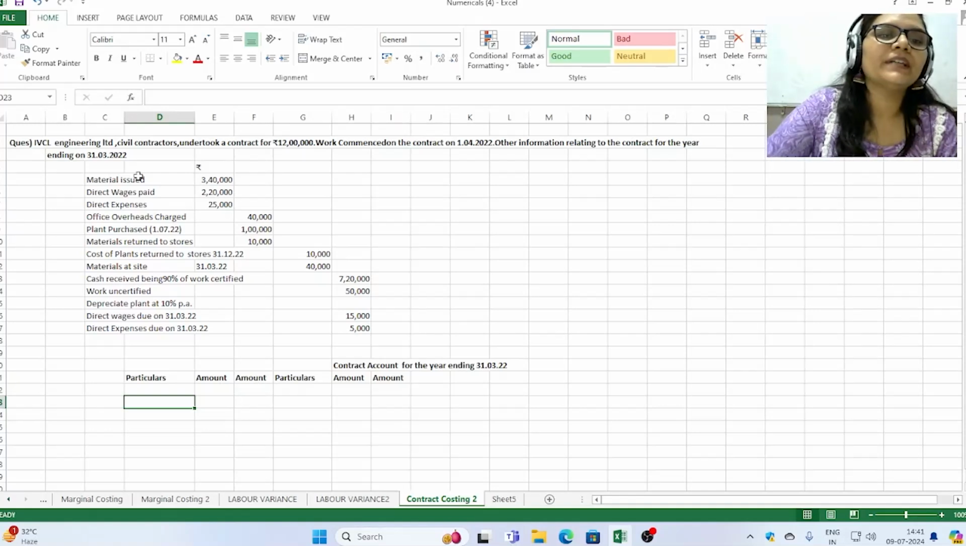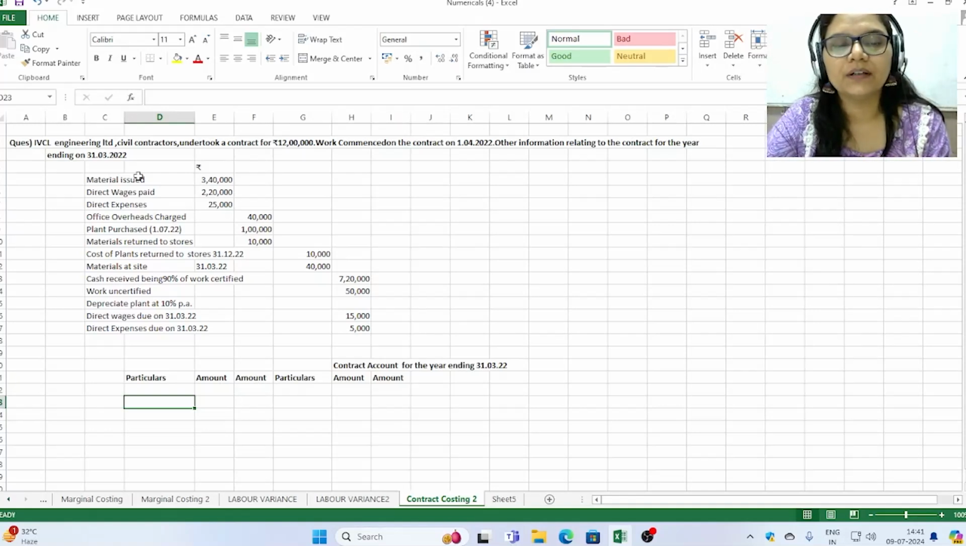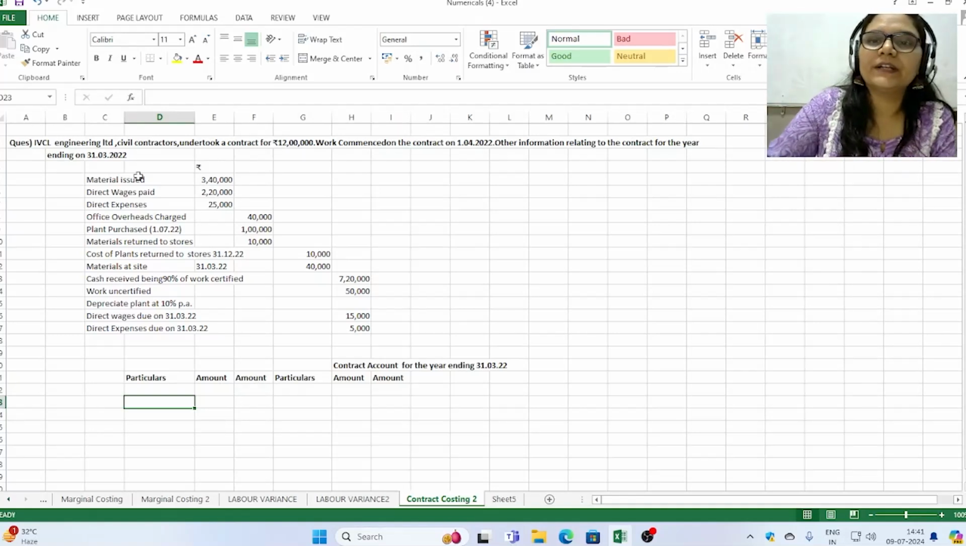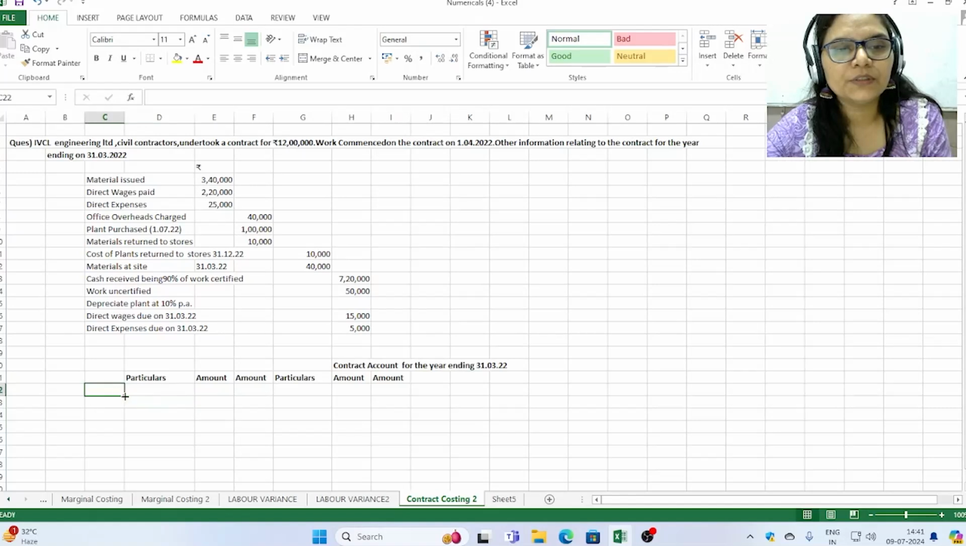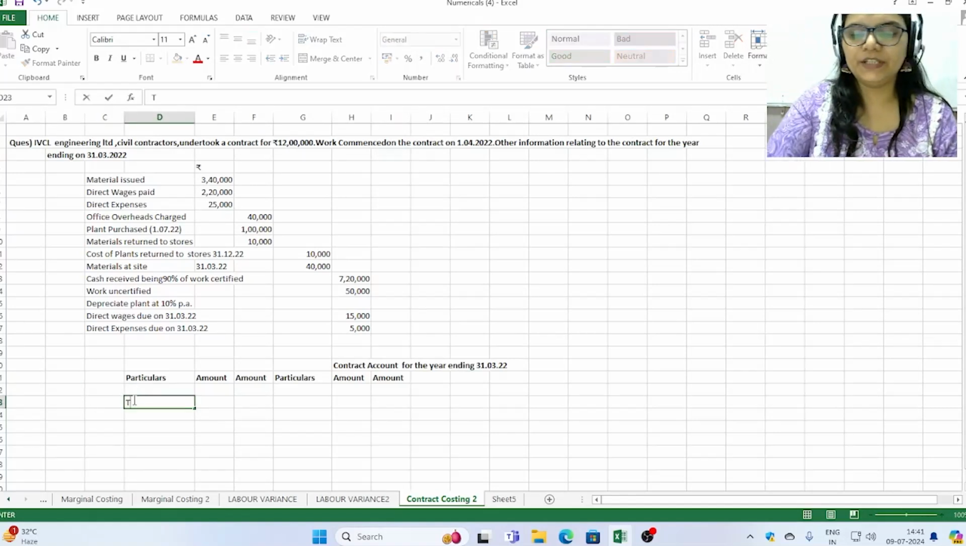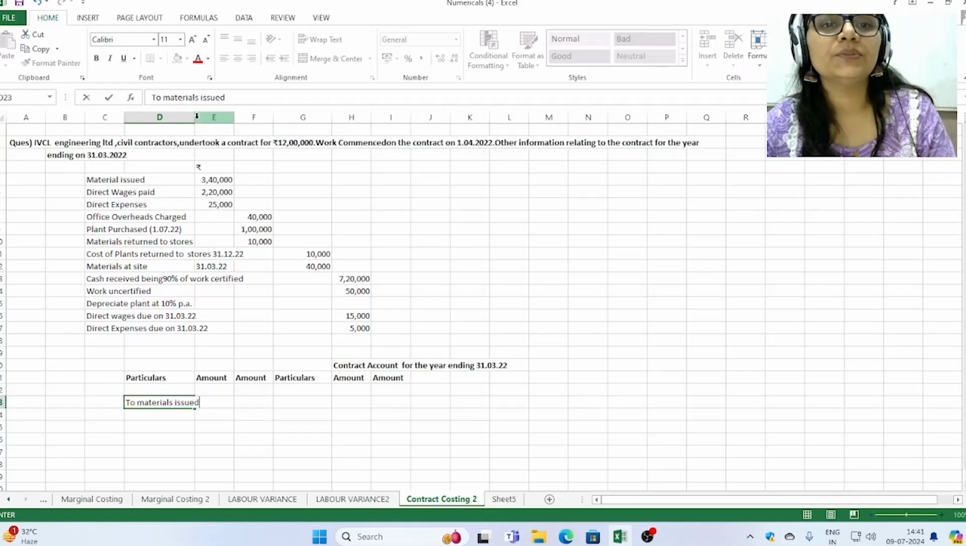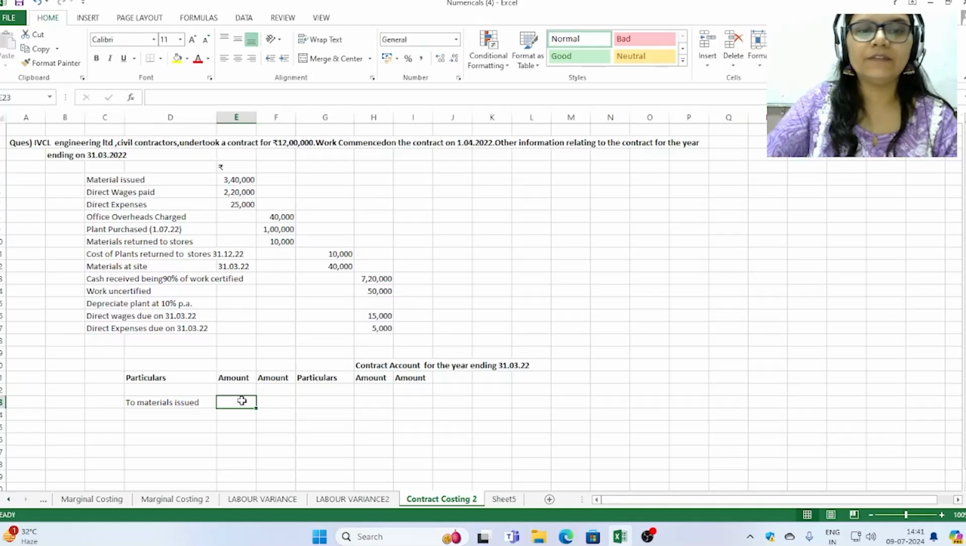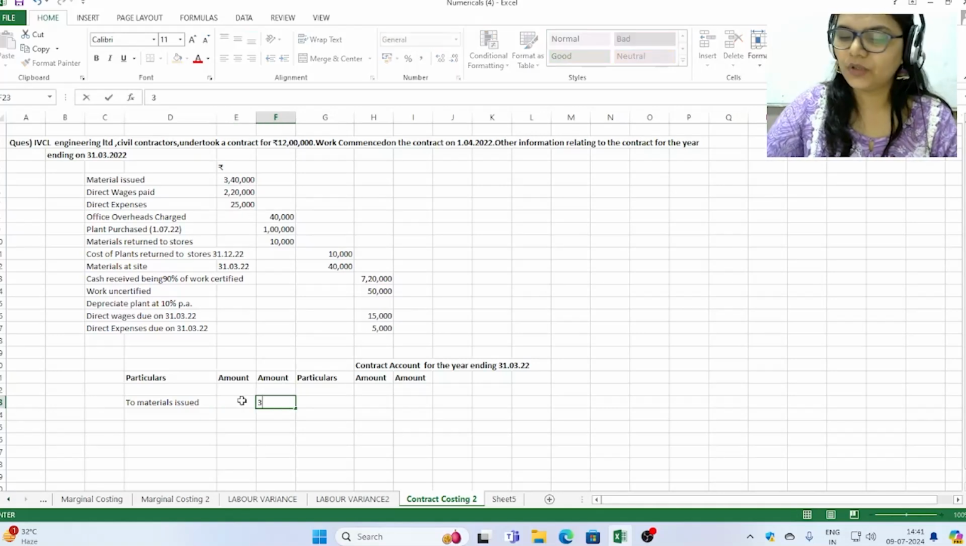We know on the debit side, we record all the expenses incurred on the contract. And on the credit side, we record all the work in progress, material inside, and material return, and these kinds of items. First of all, we will see how much of the material has been issued to the contract. Materials issued, we have 3,40,000.